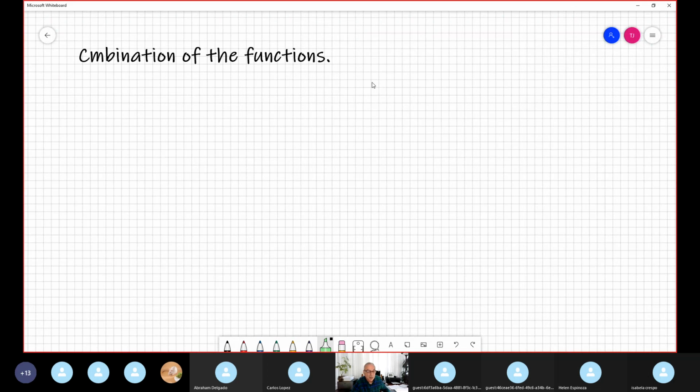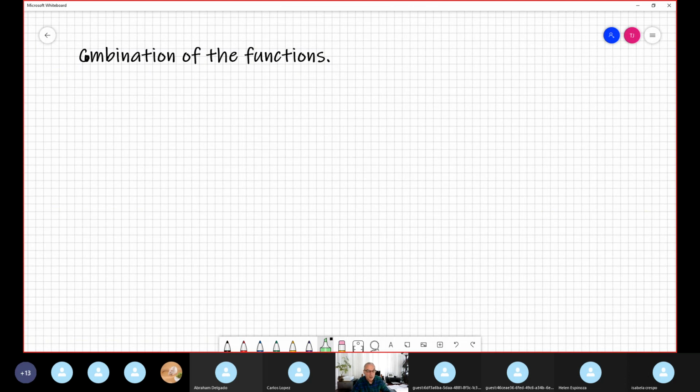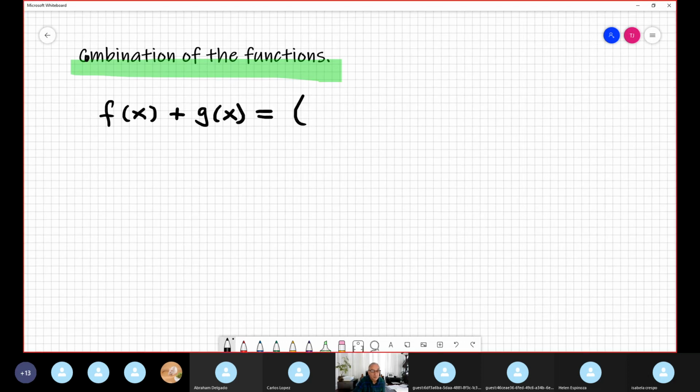And we combine, combination. You have two functions, and you combine. How? Using arithmetic operation or another operation that I want to explain after that. The first is one of the arithmetic operations: addition, subtraction, multiplication, and division. What is the notation we use? Suppose that we have two functions, f of x plus g of x. Together is formed f plus g of x.